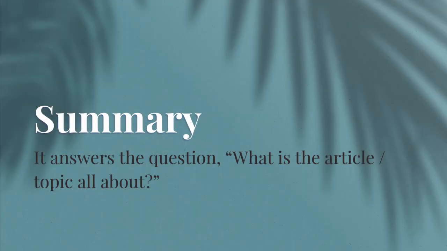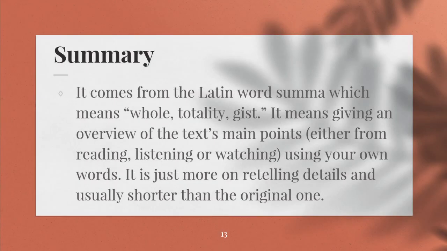First, summary. It answers the question, what is the article or topic all about? It comes from the Latin word summa, which means whole, totality, or gist. It means giving an overview of the text's main points, either from reading, listening, or watching, using your own words. It is just more on retelling details and usually shorter than the original one.